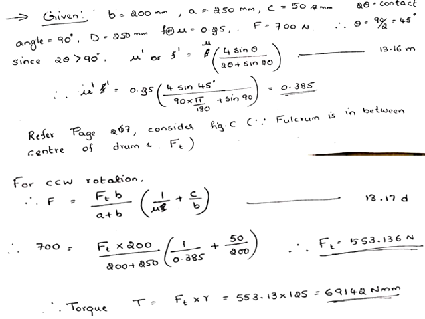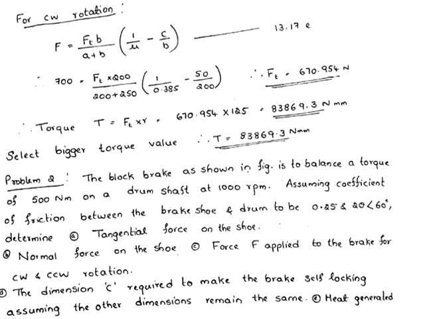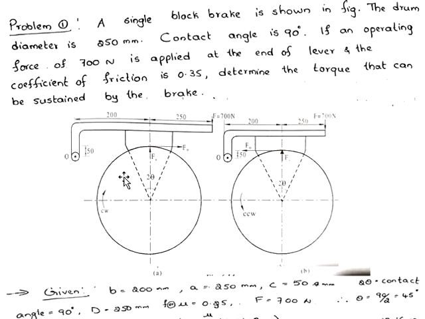Next, consider clockwise rotation. In clockwise rotation, again in this diagram, I am considering clockwise rotation. This is the direction of rotation, in the downward direction. The force is also acting in the downward direction. That means the direction of rotation and the direction of force are the same.